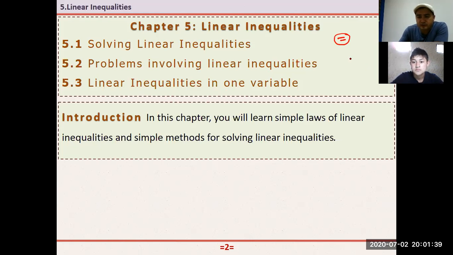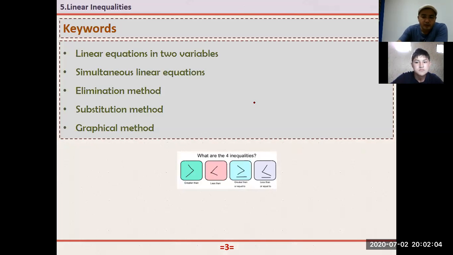Endi bu yerda we are going to use 4 different symbols. Number 1 is greater than, less than, greater than or equal to, less than or equal to. So we are going to solve problems involving these 4 things, okay? So in this chapter, you will learn simple laws of linear inequalities and simple methods for solving linear inequalities. Keywords, we are going to frequently use these words: linear equations in 2 variables, simultaneous linear equations. No, actually I need to update this.